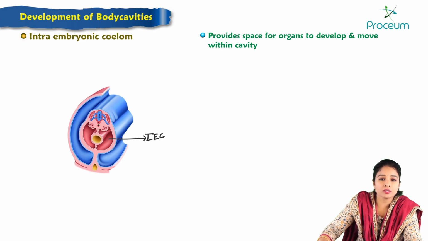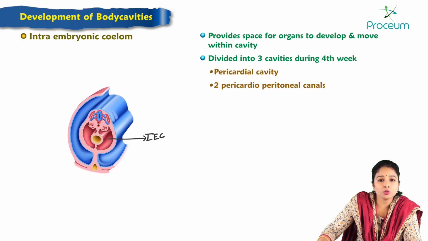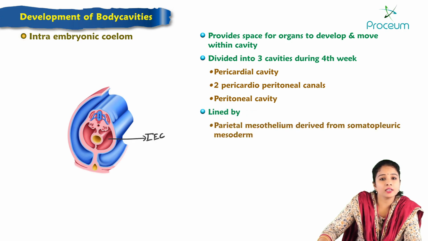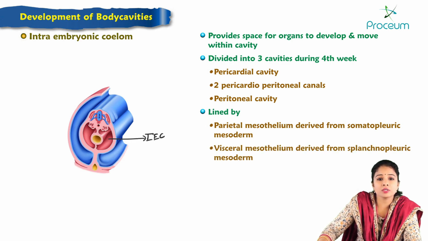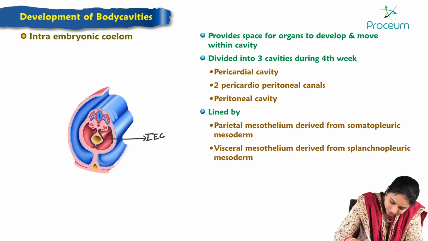The intraembryonic coelom is divided into three cavities during the fourth week of intrauterine life, that is the pericardial cavity, two pericardio-peritoneal canals and the peritoneal cavity. These cavities are lined by the parietal mesothelium, which is derived from somatopleuric mesoderm, and visceral mesothelium, which is derived from the splanchnopleuric mesoderm. This lining is from the splanchnopleuric mesoderm and the peripheral lining is from the somatopleuric mesoderm.